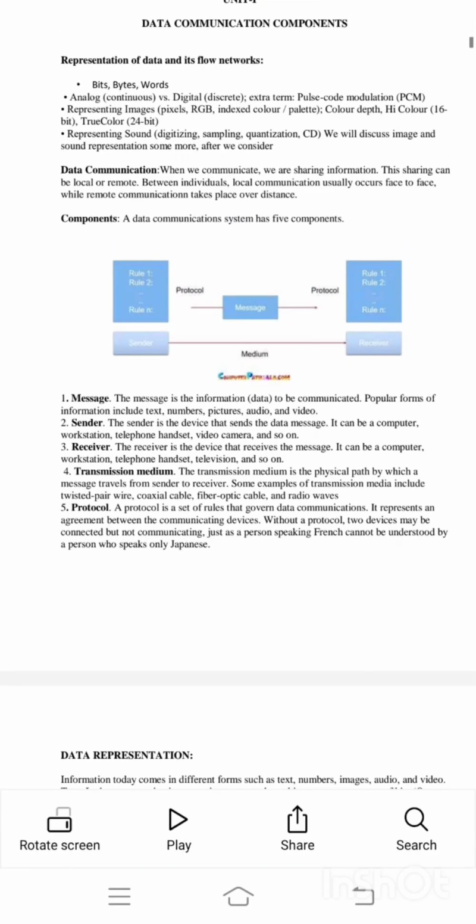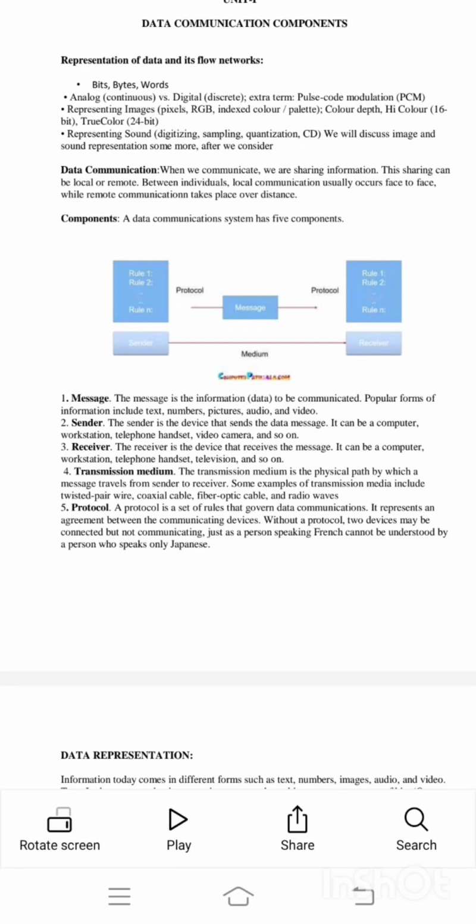Message. The message is the information or data to be communicated. Popular forms of information include text, numbers, pictures, audios, and videos. Sender. The sender is the device that sends the data message. It can be a computer, workstation, telephone handset, video camera, and so on.